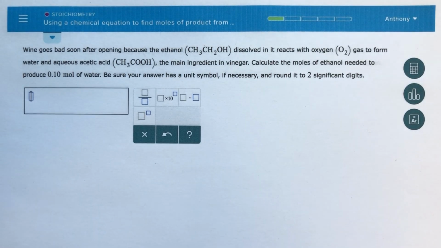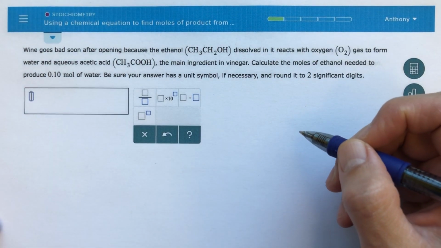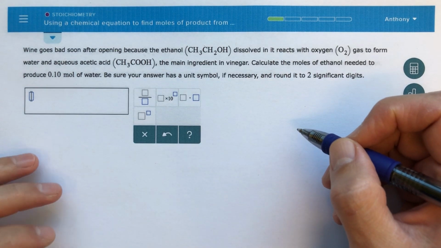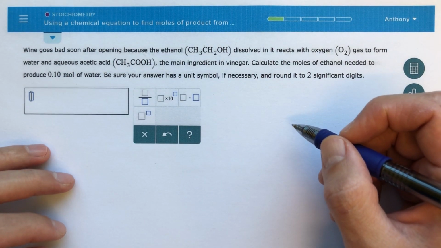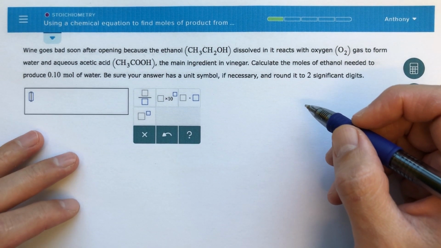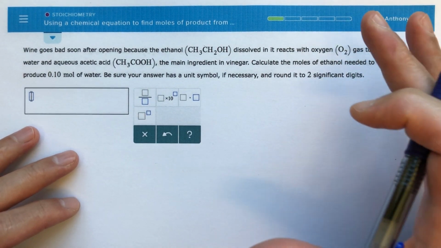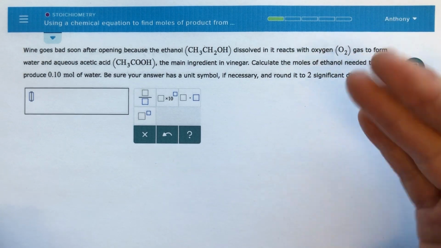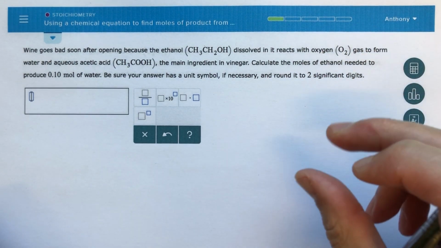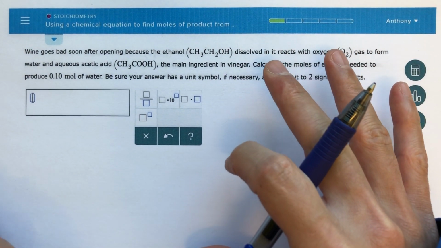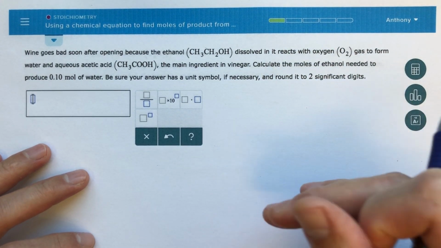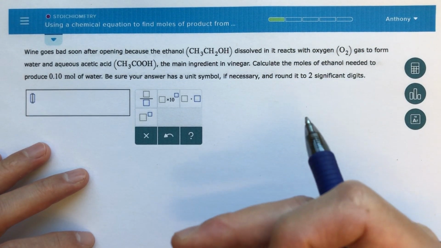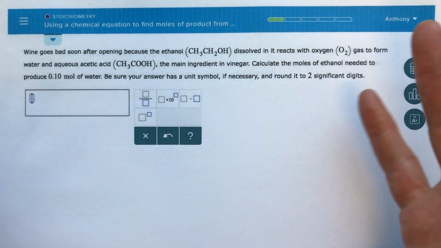All right, welcome back. So this is another ALEKS topic called using a chemical equation to find moles of product from reactants or something like that. This is a really good ALEKS topic that is sort of the jumping off point for this study of stoichiometry. And in this video, I'm going to do two different versions. This one, which is a little bit easier, and then the next one, which is definitely much more challenging of a stoichiometry problem. So let's go ahead and get started.